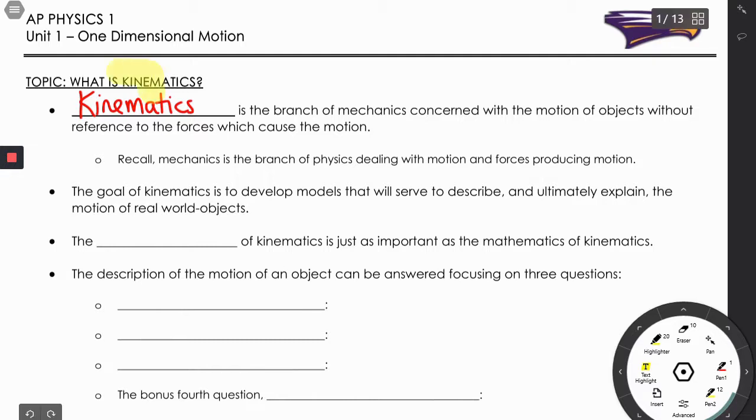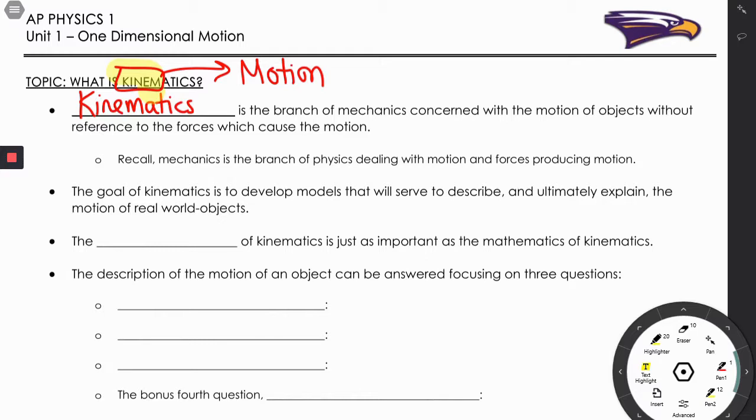So if you look at the prefix KINE, that pertains to motion. So that's such things as kinetic energy, kinesthetic stretching, kinesiology. That's all the study of motion in some way. So understand that mechanics, again, is the branch of physics dealing with the motion and forces producing said motion.